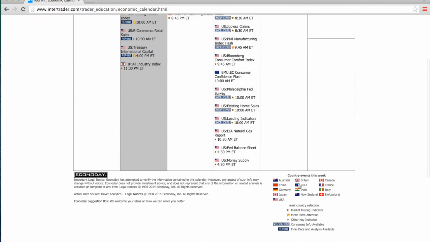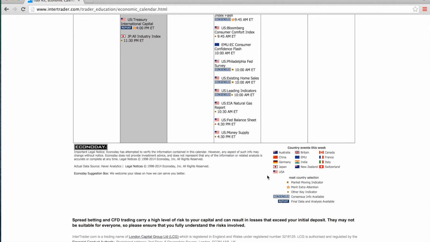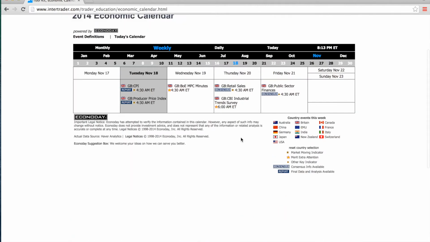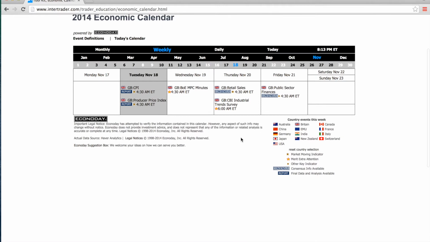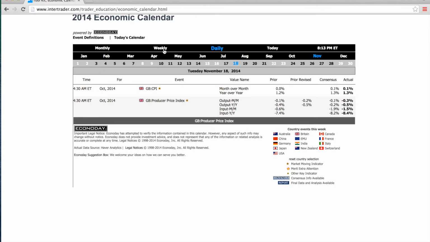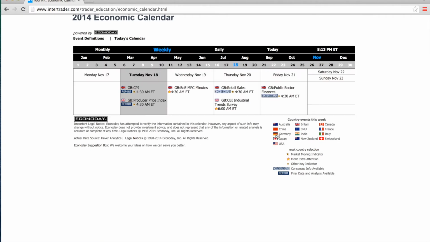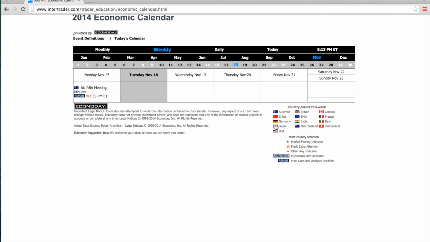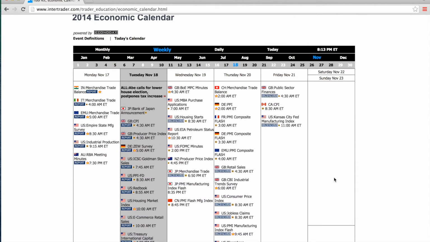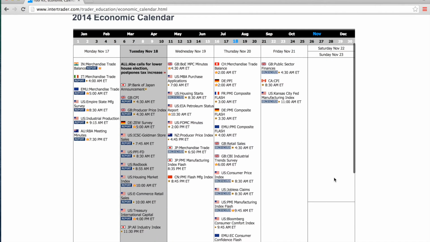Another feature that should be pointed out is the ability to only reflect individual countries' events. Simply by clicking on an individual country's flag, only that country will be represented in the calendar view. By hitting the Reset Country selection, you're thereby taken back to the main calendar representing all of the global events.